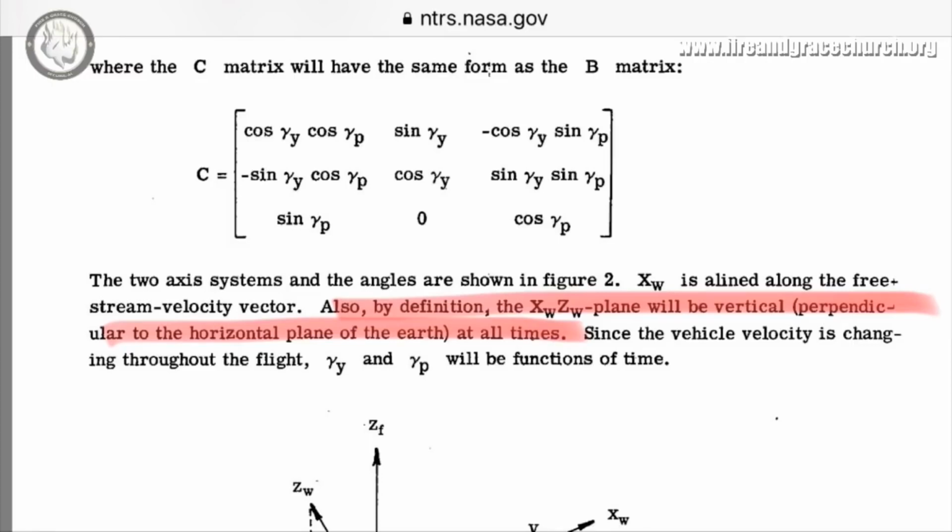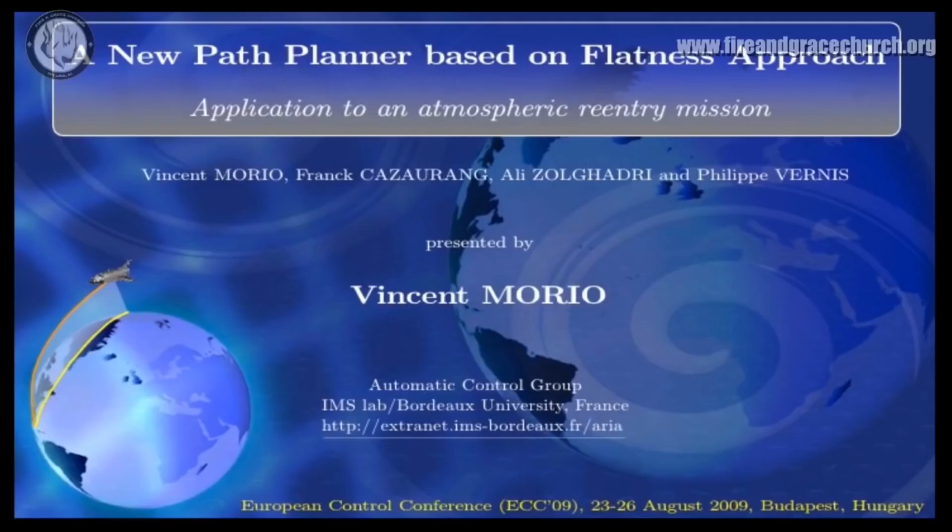Now, here's a doctoral dissertation by a PhD candidate that became part of this European Control Conference. In fact, he graduated, but this doctoral dissertation that he began to speak to, I guess, the European Space Agency or whatever: a new path planner based on flatness approach, application to an atmosphere reentry mission. This was designed for the space shuttle, quote, reentry. And it's funny, they put orbit and reentry and stuff like that into quotations. And I'll explain all that next week. We'll get into that next week.